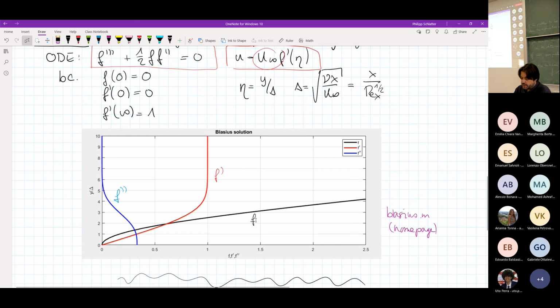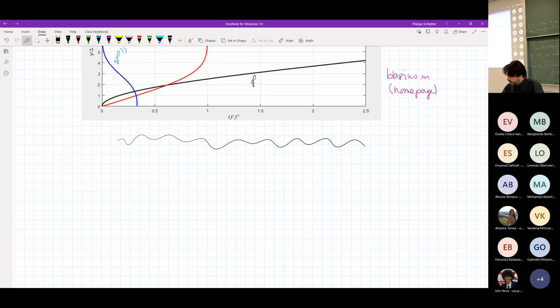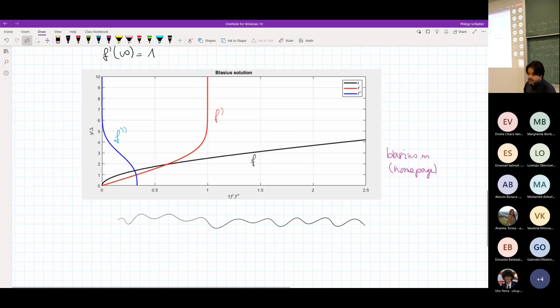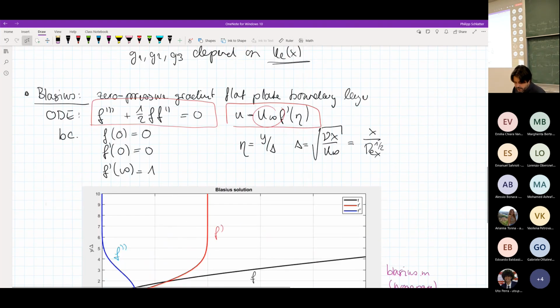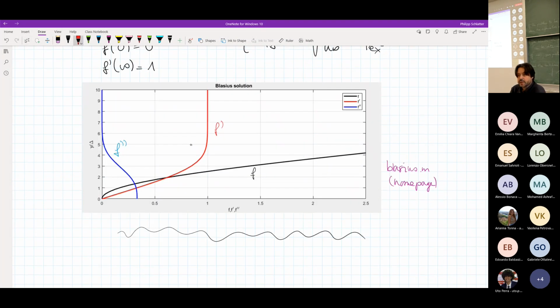So first of all, of course, you can see that f prime is the derivative of f, and f double prime is then the derivative of f prime. But now the question is, what do these different lines really mean? Well, to go forward and back again. If you go back to our derivation, which was written here, you can directly see that the velocity u, the streamwise velocity profile, is just u infinity times f prime. So that means that the red line here is really the mean velocity profile that you would see in the boundary layer.